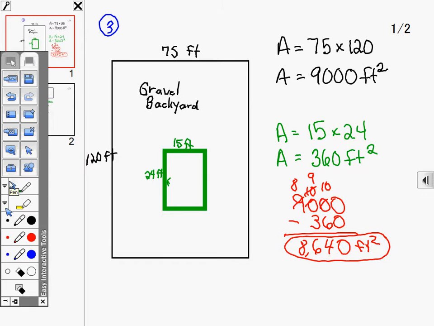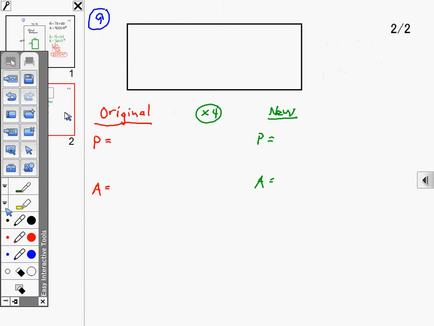Okay? And the other one that I wanted to look at together was number 9. And number 9 has a question. It says, the length and width of a rectangle are each multiplied by 4. Find how the perimeter and the area of the rectangle change. Well, we actually did this together. We did it in our notes.